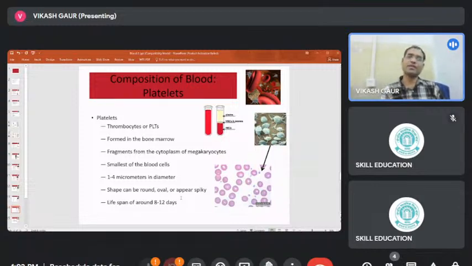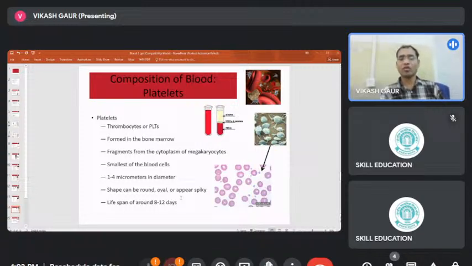The third type of cell is the platelet. These are called thrombocytes or platelets, and are mostly important in the clotting system. These cells also form in the bone marrow and are fragmented from the cytoplasm of megakaryocytes. These are the smallest of blood cells, and the size of a platelet may be 1 to 4 micrometer in diameter.